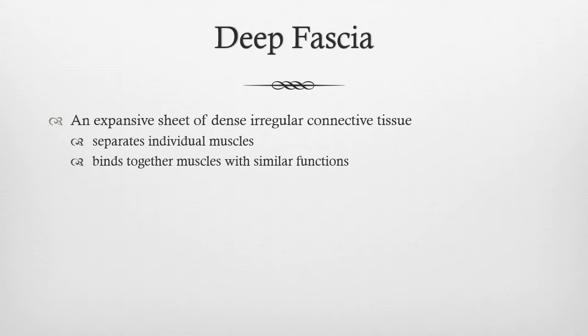When we look at things like the quadriceps muscles in the thigh, those muscles are going to be surrounded by deep fascia. It holds them all together, even though they are four separate muscles. They're bundled up inside that deep fascia. It bundles them together, and it also helps to separate each one from the others, so that they can move and slide past one another without causing any friction between them.